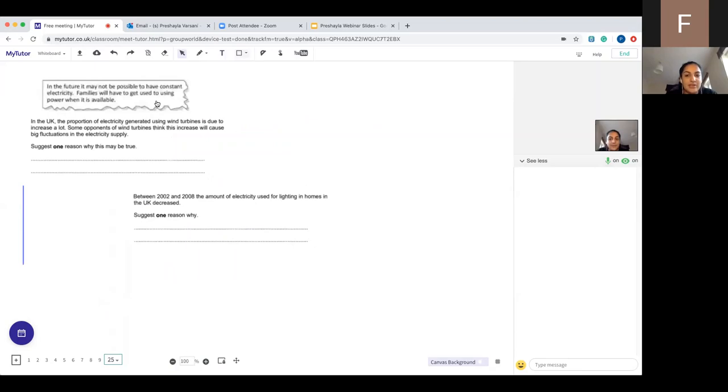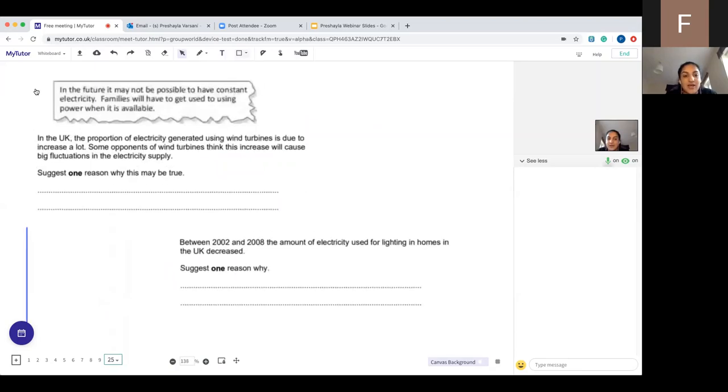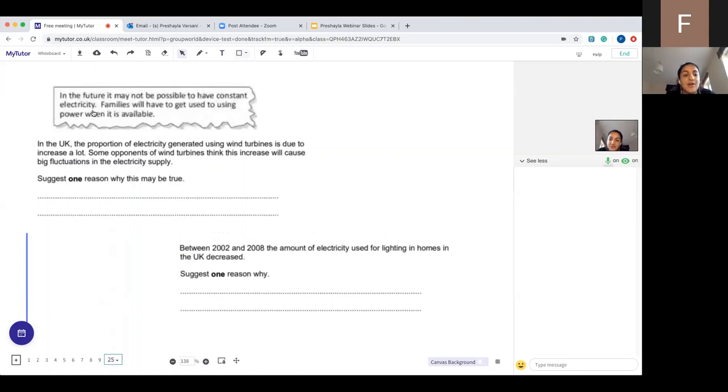Okay, so this question asks you to read this section of an article. In the future, it may not be possible to have constant electricity. Families will have to get used to using power when it's available. In the UK, the proportion of electricity generated using wind turbines is due to increase a lot. Some opponents of wind turbines think this increase will cause big fluctuations in electricity supply. So why might this be true? Why might using wind turbines more and more mean that we have fluctuations in our electricity supply? Think about the nature of wind.